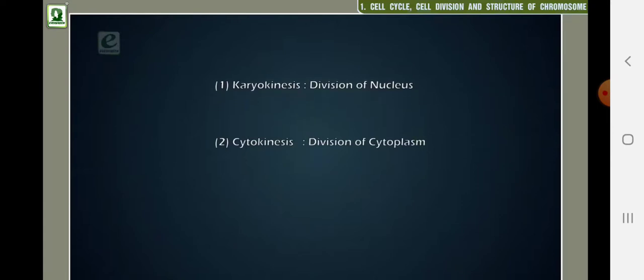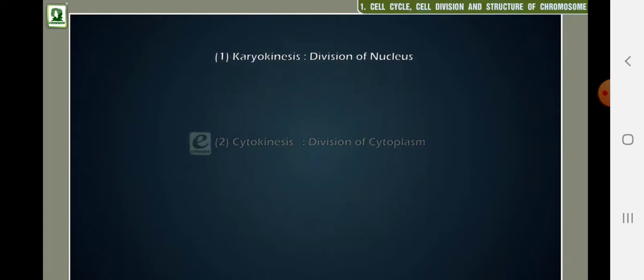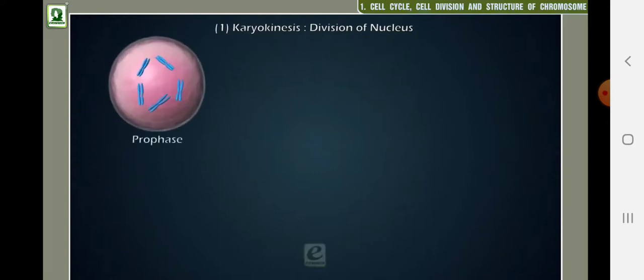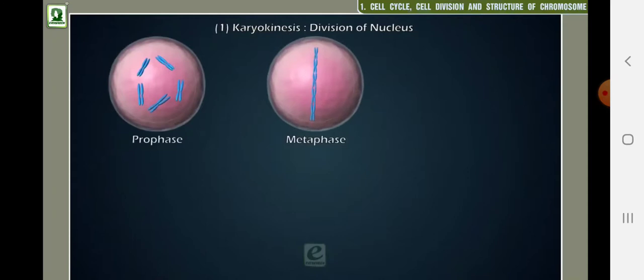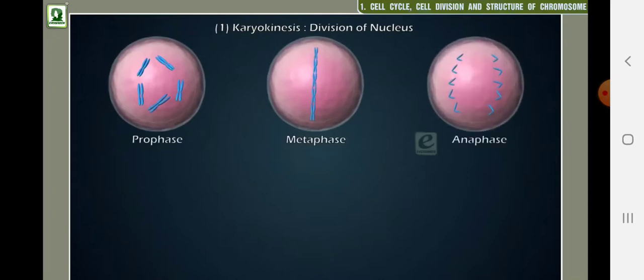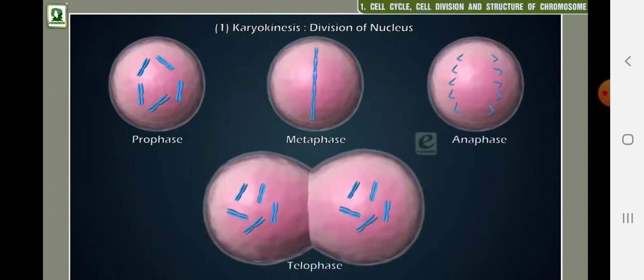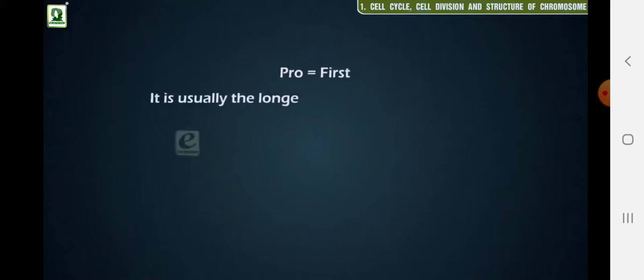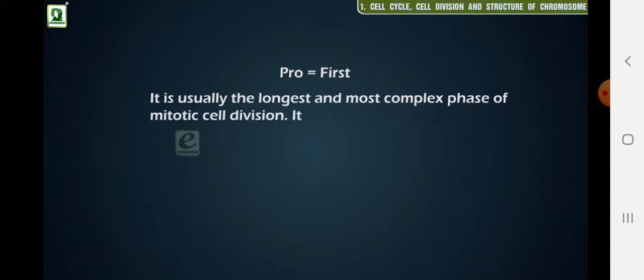During karyokinesis, many events take place in a sequence which can be studied in four stages. First is prophase, second is metaphase, third is anaphase, and fourth is telophase. Prophase. Pro means first. It is usually the longest and most complex phase of mitotic cell division. It lasts for about 50 minutes.